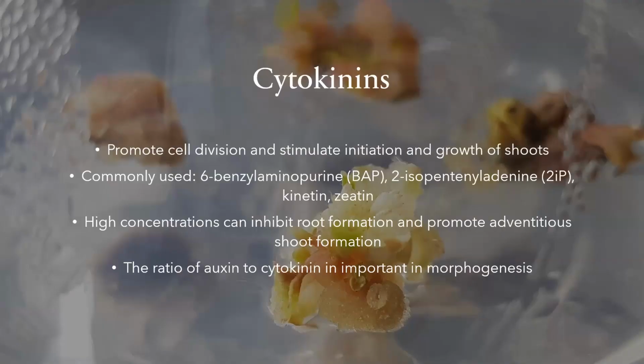Cytokinins are derivatives of adenine, promote cell division and stimulate initiation and growth of shoots in vitro. The frequently used cytokinins are 6-benzylaminopurine or BAP, 2-isopentenyl adenine or 2-iP, kinetin and zeatin. They modify apical dominance by promoting axillary shoot formation. A high concentration of cytokinin causes inhibition of root formation and promotes adventitious shoot formation.